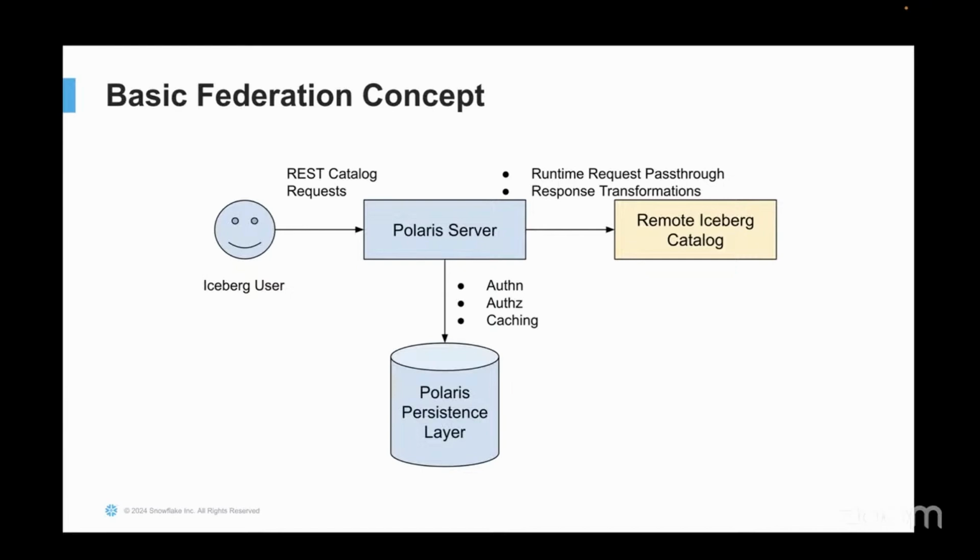And in particular, if other catalogs don't serve the same set of features, then a federation layer is an opportunity to add in things like authentication, authorization, caching, and other features like that.